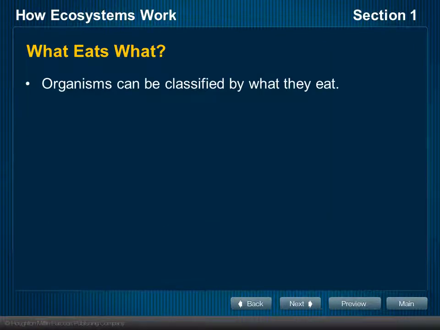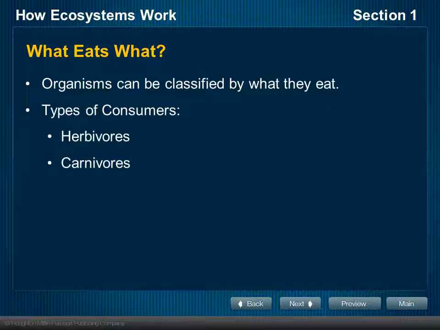So we've talked about these ecosystems in terms of the energy and where the energy goes, but we can also talk about that energy in terms of who's eating what and where they are within the ecosystem. This is classifying organisms by what they eat. Basically there are the producers, and then there's everything else that eats, and those are the consumers. We can talk about herbivores, carnivores, omnivores, and decomposers. Each one of those is specific.